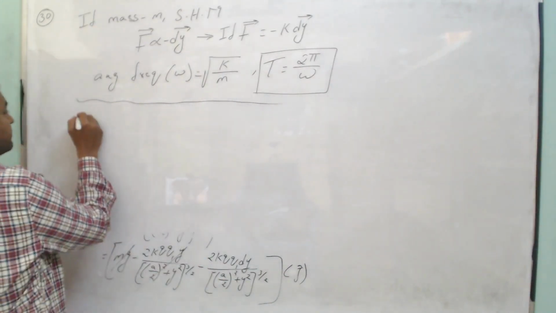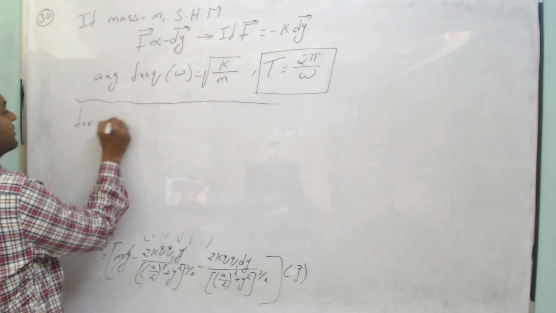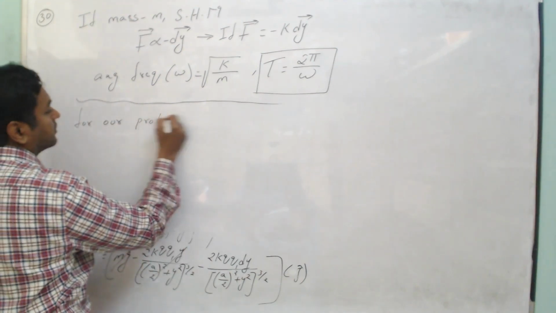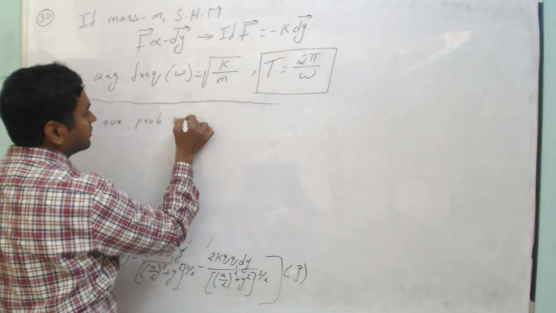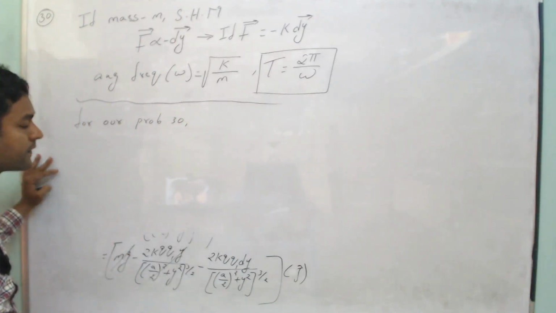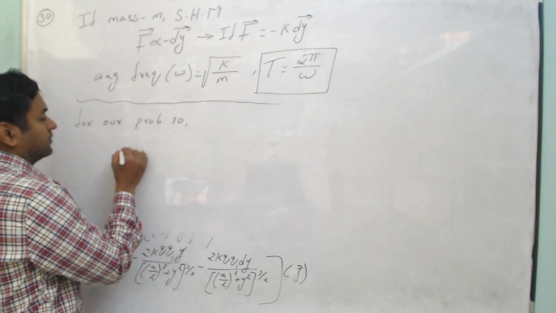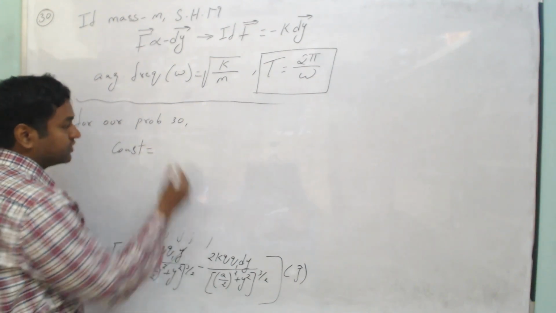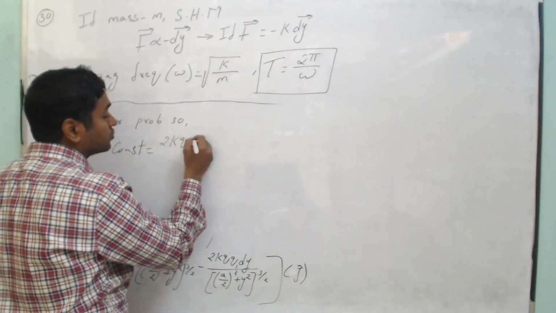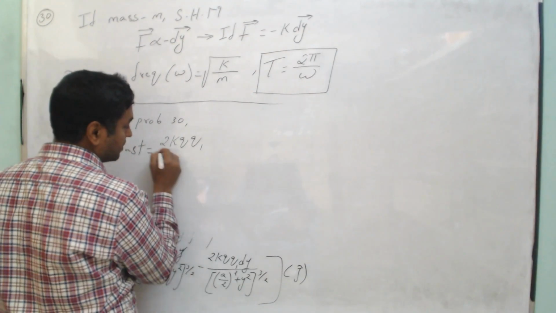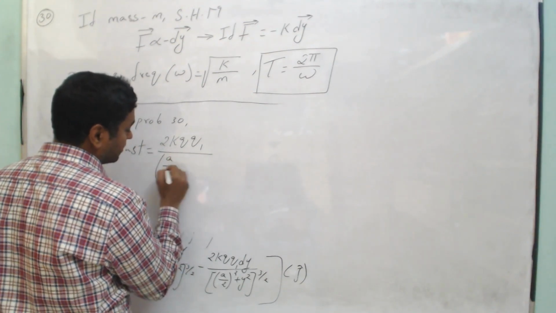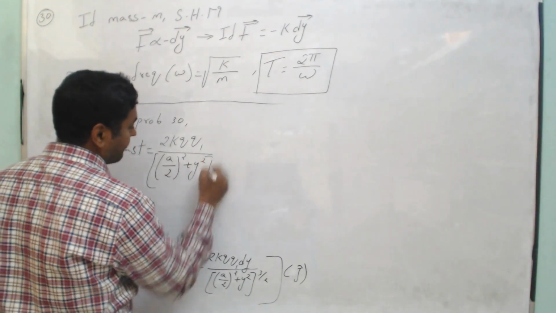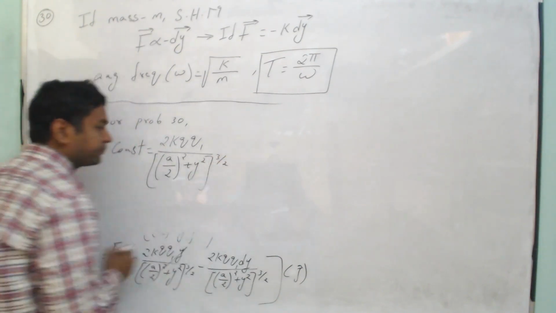So in our example, for our problem number 30, so this is a concept. For our problem number 30, if I want to write that constant, how much is that constant going to be? 2k q q1 upon (a/2)² plus y², whole to the power 3/2. Is this clear?